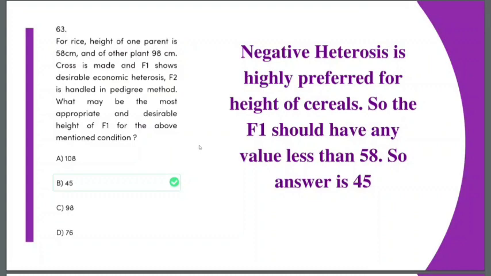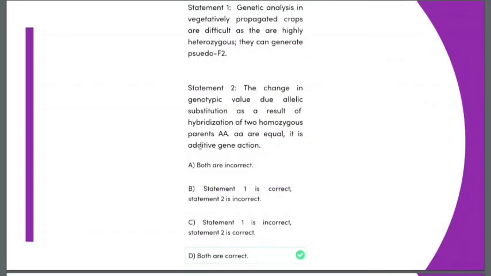So here it is given for rice. Rice is a cereal, and for cereals generally negative heterosis is highly preferred. So we will see the parent with least height. So it's 58. So we will choose the option that has a height lower than 58. We can see that 45 is lower than 58. So 45 will be the correct answer.